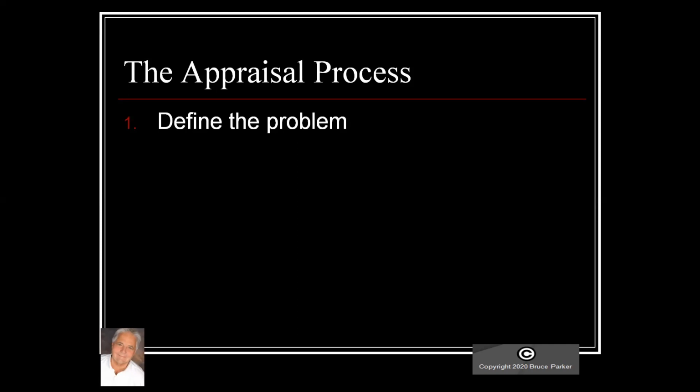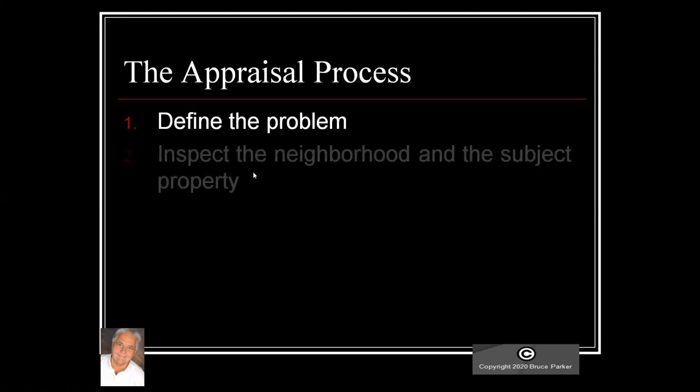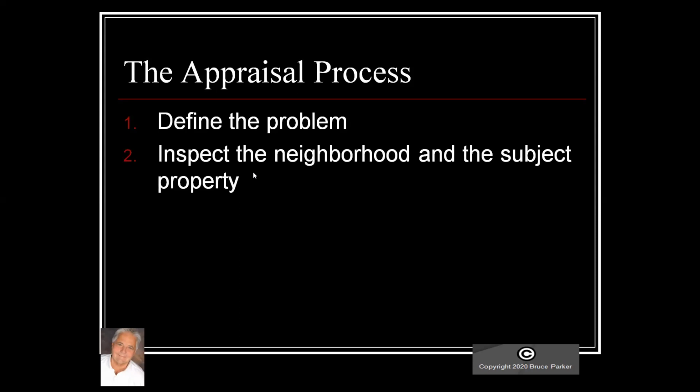So for instance, if you inherited a house 15 years ago, you might need to get an appraisal done on what it was worth 15 years ago so you can calculate your capital gains. So again, step number one is to define the problem. Step number two is you're going to inspect the neighborhood and the subject property.